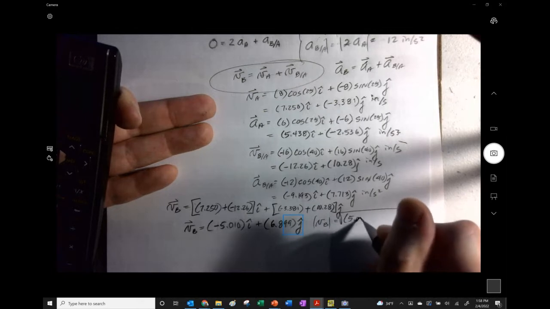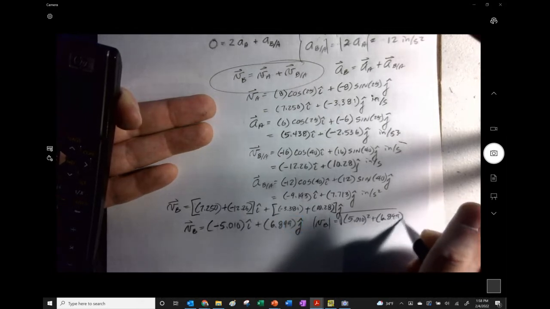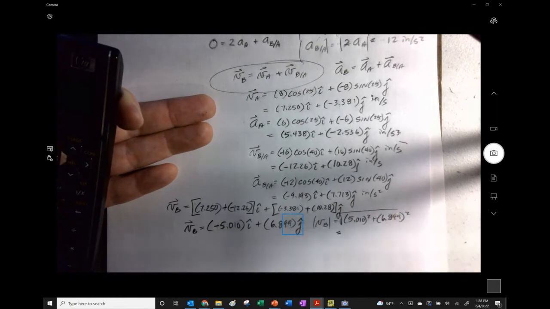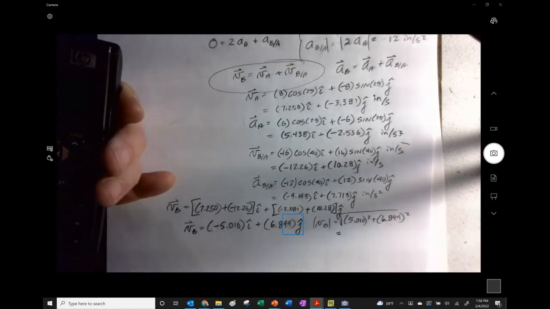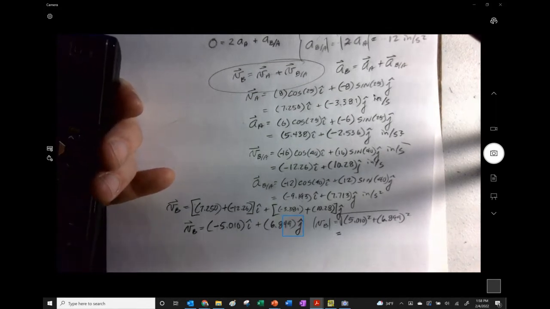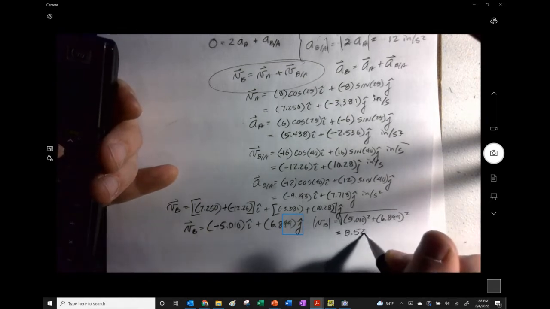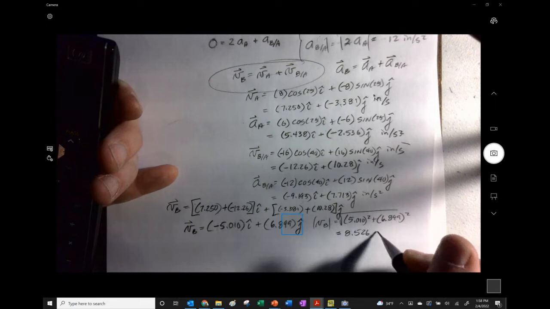But let's get that. So I'll go on another sheet here. 5.010 squared and 6.899 squared, plus square root. So we get 8.526. Woohoo! Same thing they got.